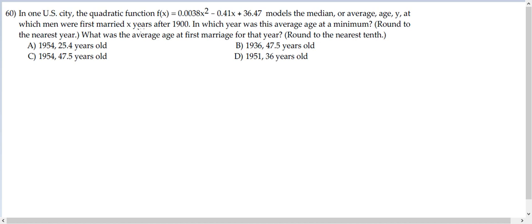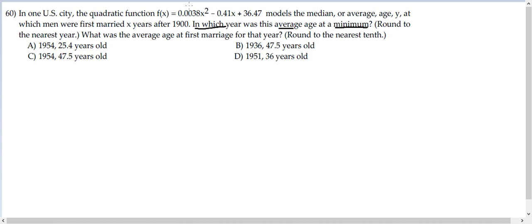Alright, so we have this quadratic function. It's not very pretty looking, but that's typically the way it works in real life. You do a curve fit and you get these weird coefficients. But essentially, if you jump straight to the question they're asking, in which year was this average age at a minimum?